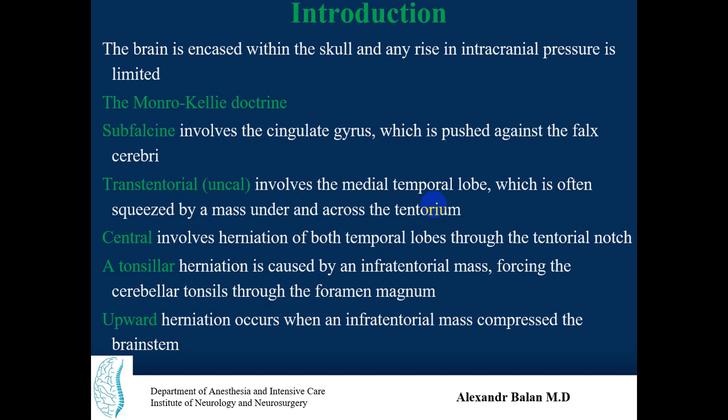Central herniation involves both temporal lobes through the tentorial notch, which pushes the structures downward. A tonsillar herniation is caused by an infratentorial mass forcing the cerebellar tonsils through the foramen magnum. An upward herniation occurs when an infratentorial mass compresses the brainstem.